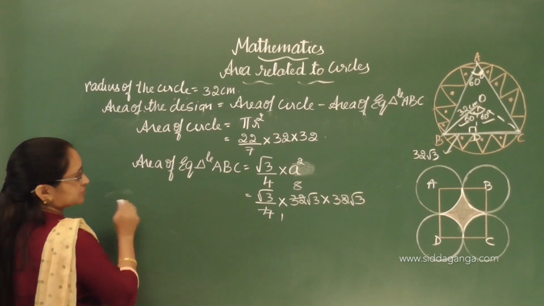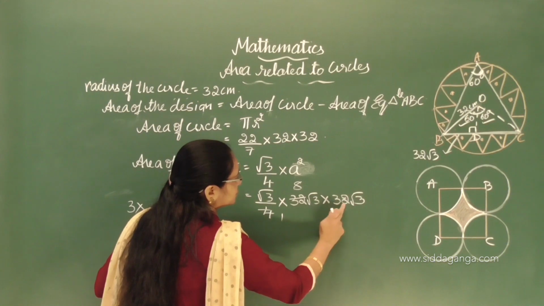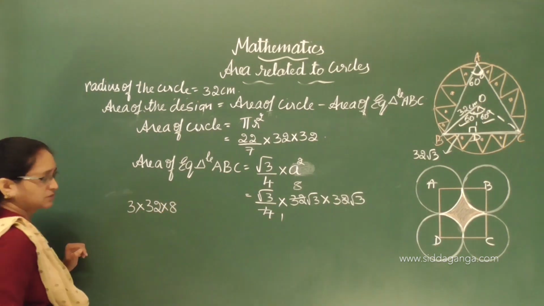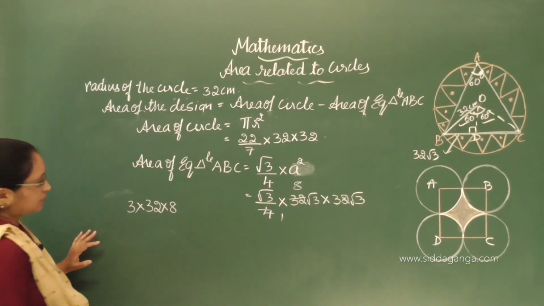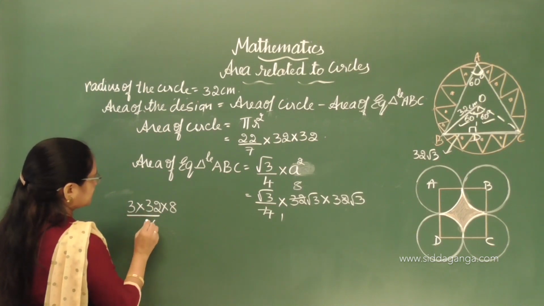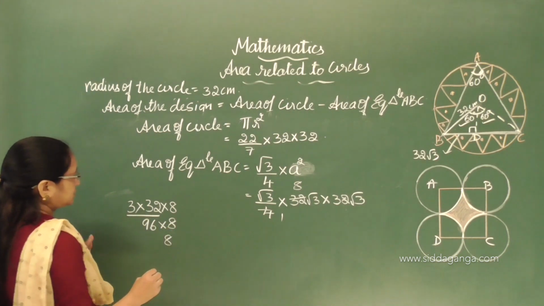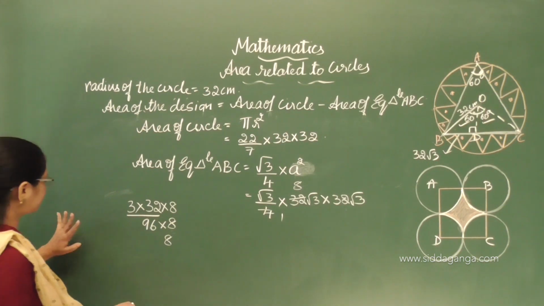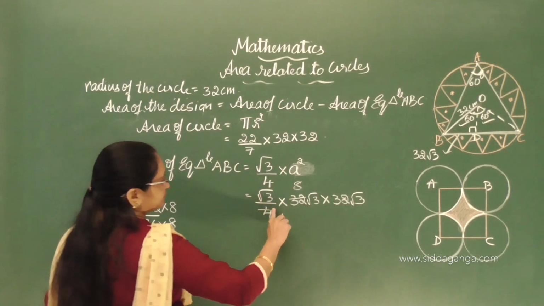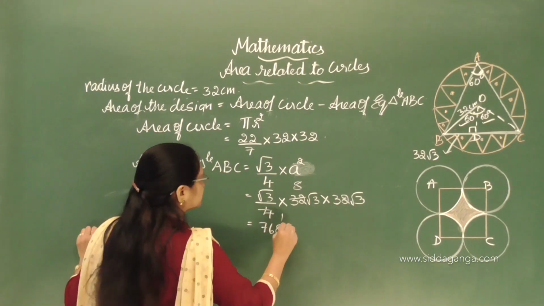Okay. Root 3 into root 3, you all know is 3. Root 3 into root 3 is 3. 3 into 32 into 8. 32 into 8, okay, how much? First I will do 3 2s are 6, 3 3s are 9, 8, 6 8s are 48, 4, 8 8s are 64, 8 9s are 72, 72 plus 4, 76, 768 root 3. Root 3 is there, this root 3. So this will be 768 root 3.